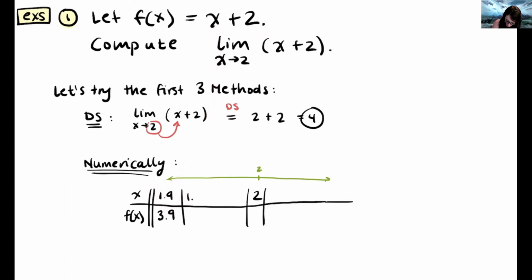So y is approaching 4. We can check from the other side too, though. So let's pick some numbers that are bigger than 2, so on this side of 2, on the number line, but we want to get closer and closer to 2 this way.